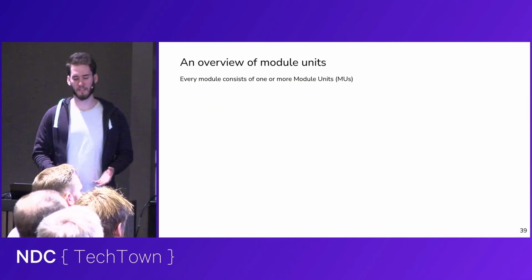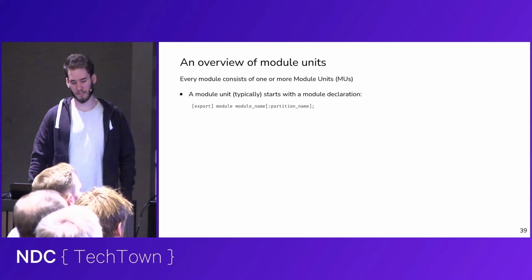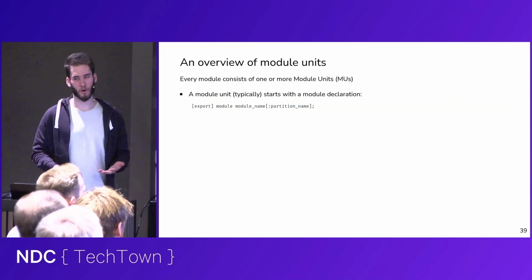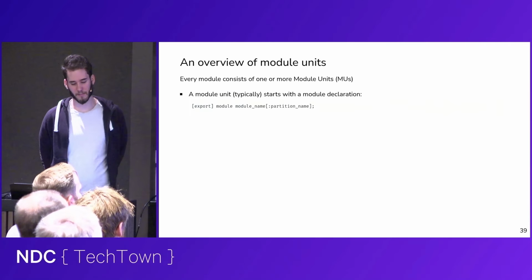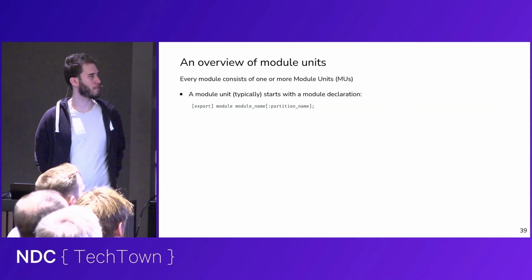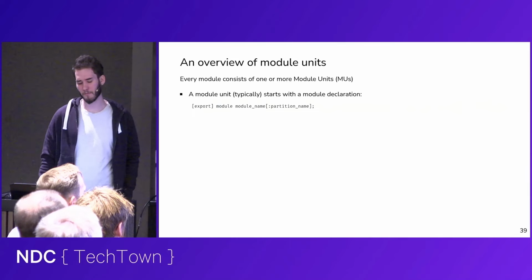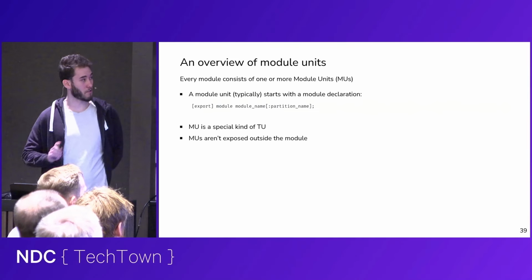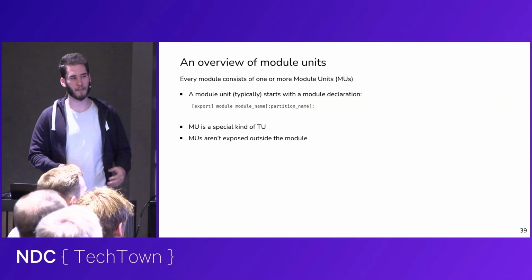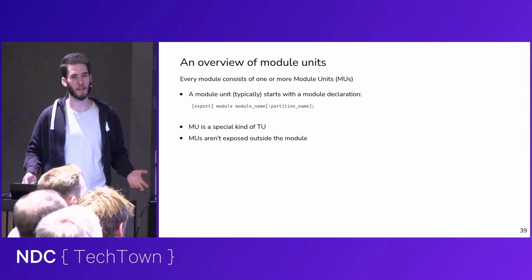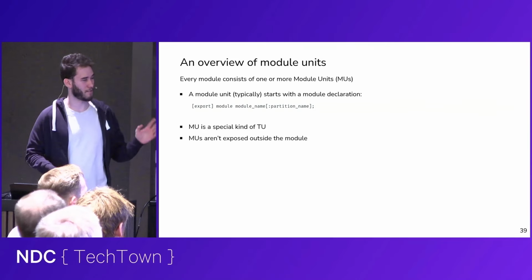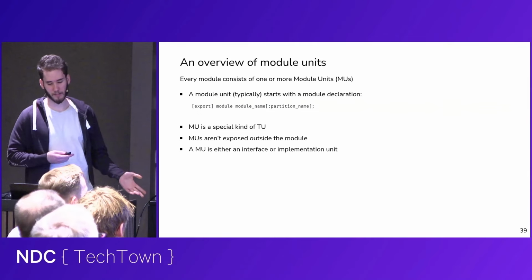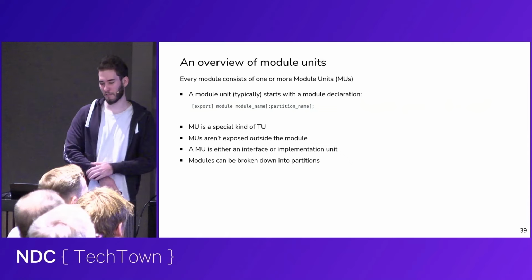But every module is actually composed of several module units, as they're called. And they will typically start with a module declaration, so that's how you know that a module is in play in some situation, by having this optional export keyword, module, then the name of the module, and an optional partition name that we'll get to. There are special kinds of translation units, and they're not exposed outside of the module. The only thing that any external consumer of this module has any visibility to is the main module name, the logical name of the module. And they can either be interfaces or implementation units, and they can also be broken down into partitions.